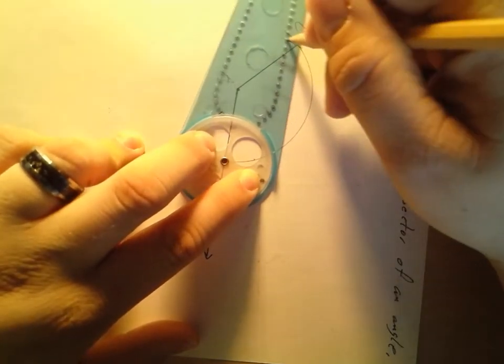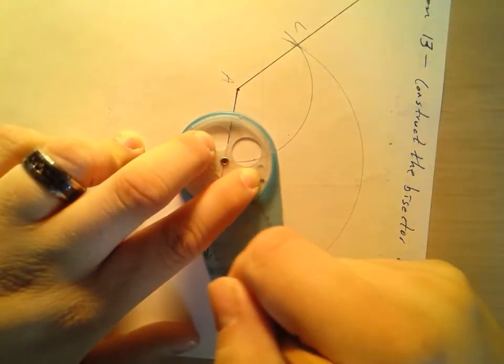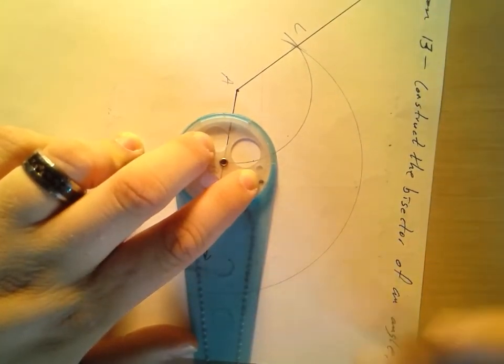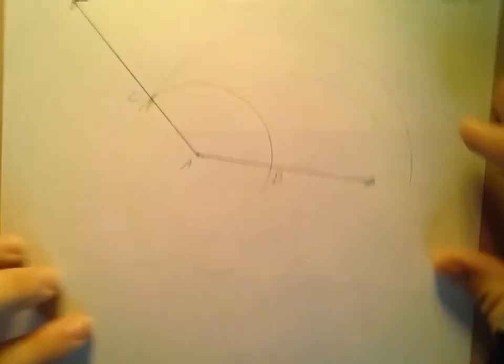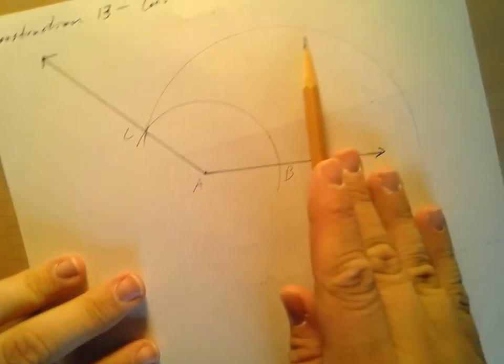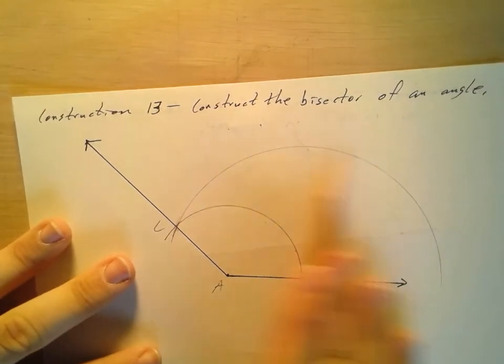There we go. So I do that, and I draw an arc that comes out all the way through the interior of the angle. It's important to do that because I don't actually know where that other point's going to exist. I just know it's going to be somewhere out here.